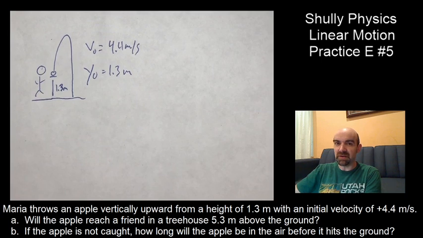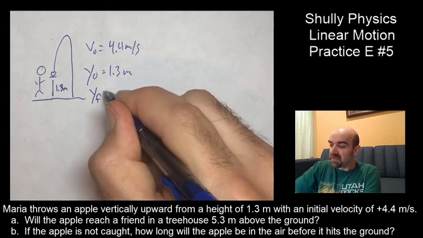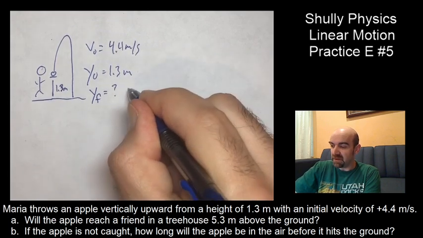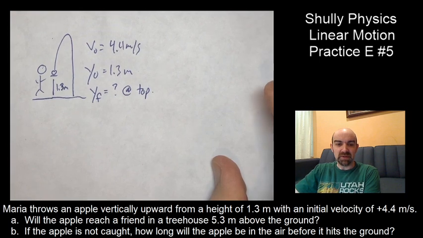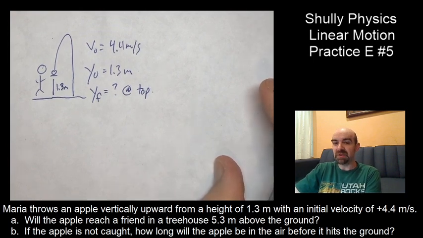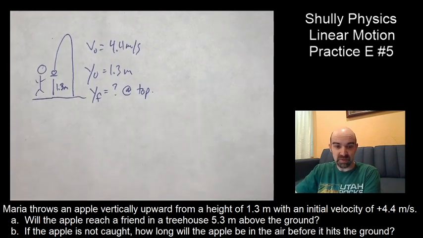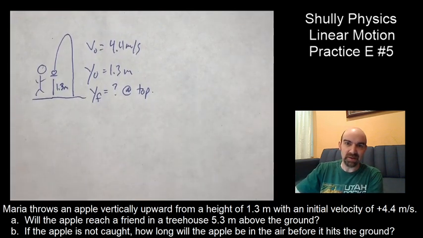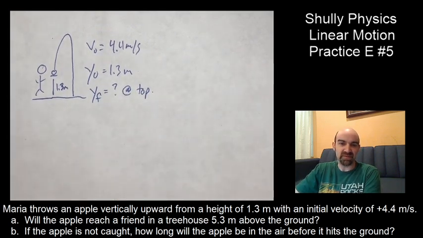And don't let that distract you. This is asking will it or will it not, but what are you really looking for here? You're looking for how high it's going to go. You're looking for the maximum or the final y value, at the top of its motion. So if the top of its motion is 5.3 meters or more, then the apple will have reached the friend. And if it's not that high, then it won't have reached the friend. So this is the target. It's not 5.3, it's what is the final height.